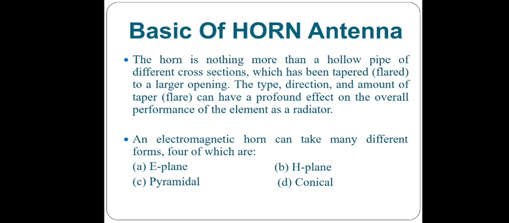The horn is nothing but a hollow pipe of different cross sections, which has been tapered, flared out. I mean, tapered or flared or whatever, both are the same, to a larger opening. The type, direction, and the amount of taper, the flare, can have a profound effect on the overall performance of the element as a radiator. So generally, the energy of the beam is slowly transformed into radiation through the taper region, that is an antenna.